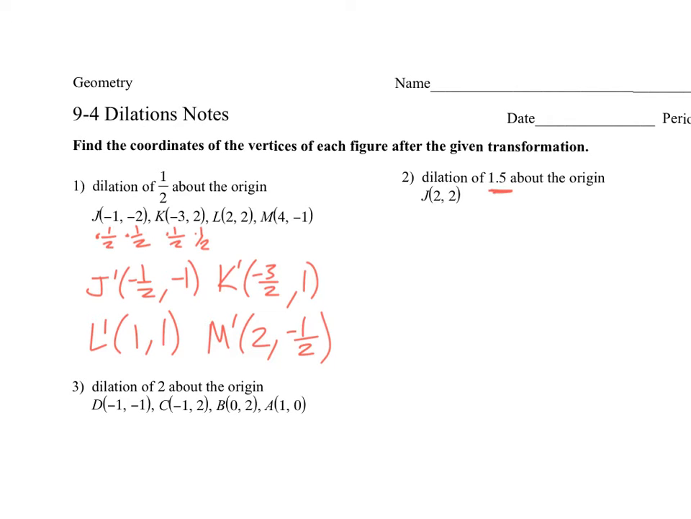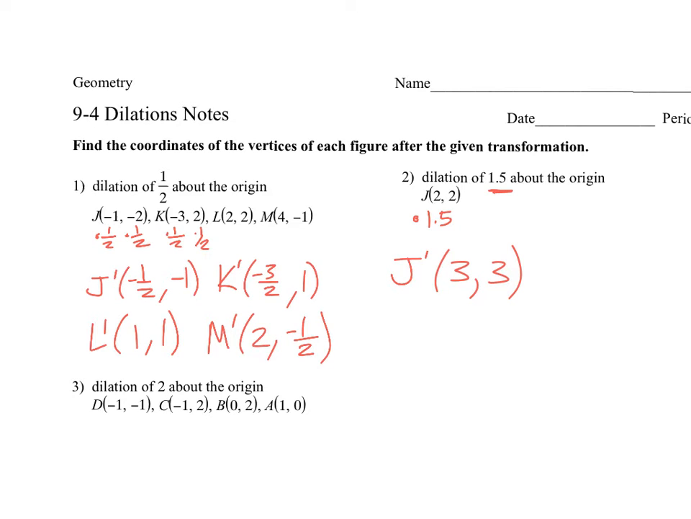1.5 about the origin. Now you multiply it times 1.5. So J apostrophe would be, if you do 1.5 times 2, so you may want to get your calculator out, but if you do that, you're going to get 3. Okay, do 2 times 1.5, and you get 3 again. So that's going to be where your new point is. So it's just taking a point and it's stretching it, making it bigger.